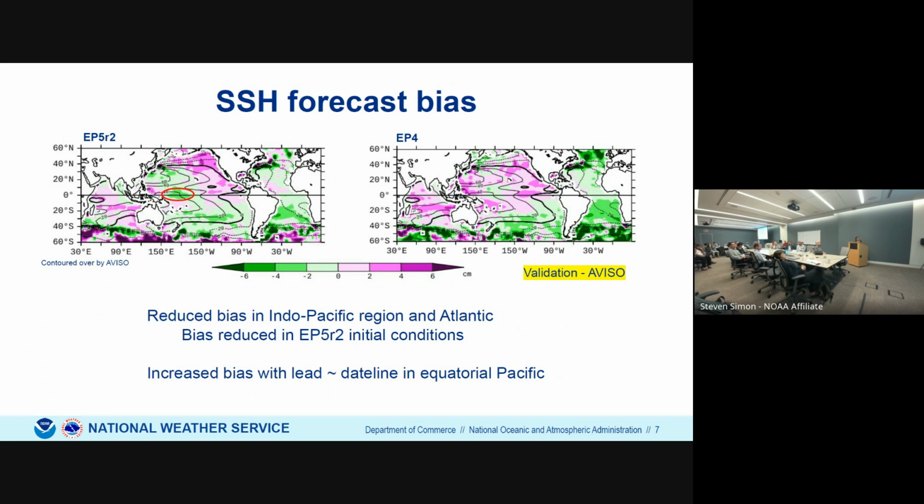The SSH bias pattern more or less remains the same from week 1 to week 3 and 4. However, around the equatorial Pacific, you do see major changes from week 1 to week 3 and 4, like this positive bias that increased from week 1 to week 3 and 4 in EP4, that is substantially reduced. So that's a positive improvement. However, the negative SSH bias around the dateline in the equatorial Pacific is increasing, and it has increased compared to EP4.